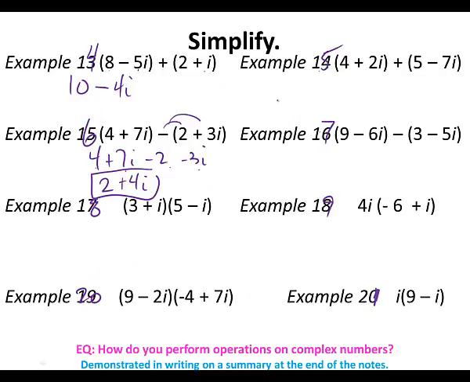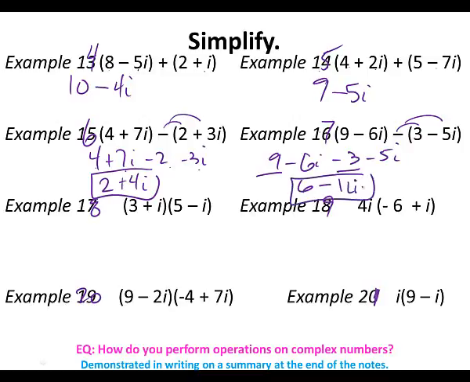Okay. So, let's talk about these. We're combining like terms. Do I really need the parentheses? No. So what's 4 plus 5? 9. 2i minus 7i. Negative 5i. What do we need to do here first, everybody? Distribute it. So I'm at 9 minus 6i minus 3 minus 5i. So it's 9 minus 3. 6. Negative 6i and negative 5i. Negative 11i.